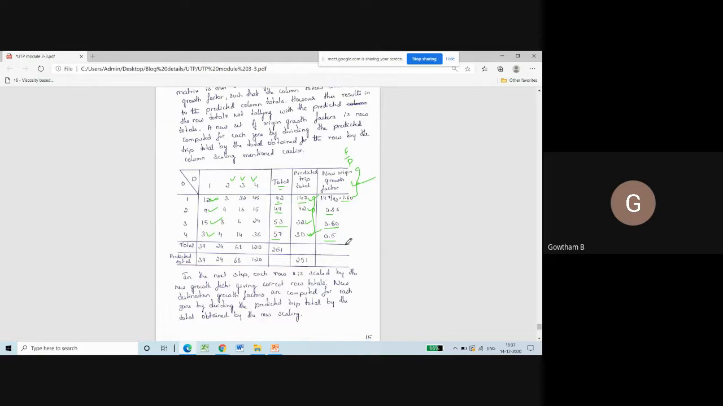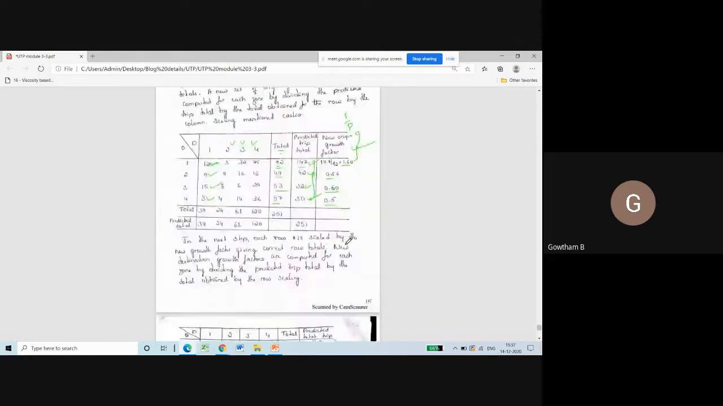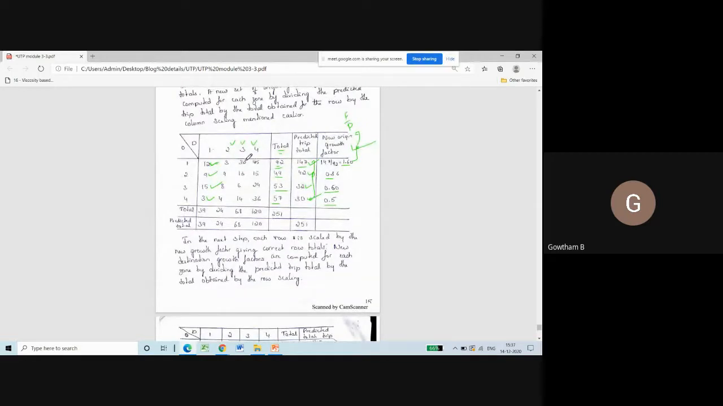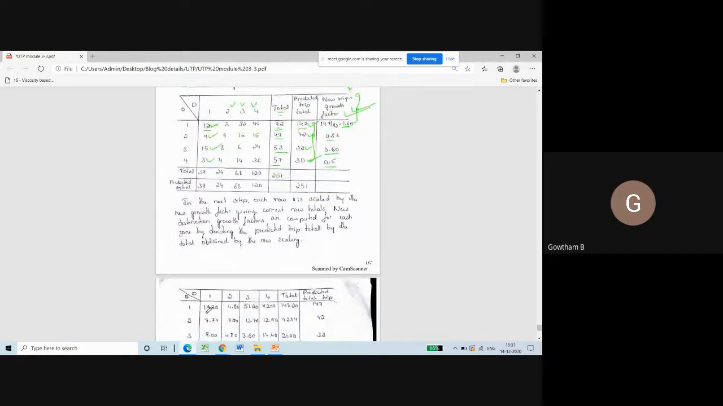Now let us move to the next step. In the next step, in this table the multiplied destination growth factor trips are there, no? For these, you multiply with the new growth factor values. That means 12 multiplied by 1.6 is equal to 19.2. 3 multiplied by 1.6 is equal to 4.8. 32 multiplied by 1.6 is equal to 51.2. 45 multiplied by 1.6 is equal to 72.